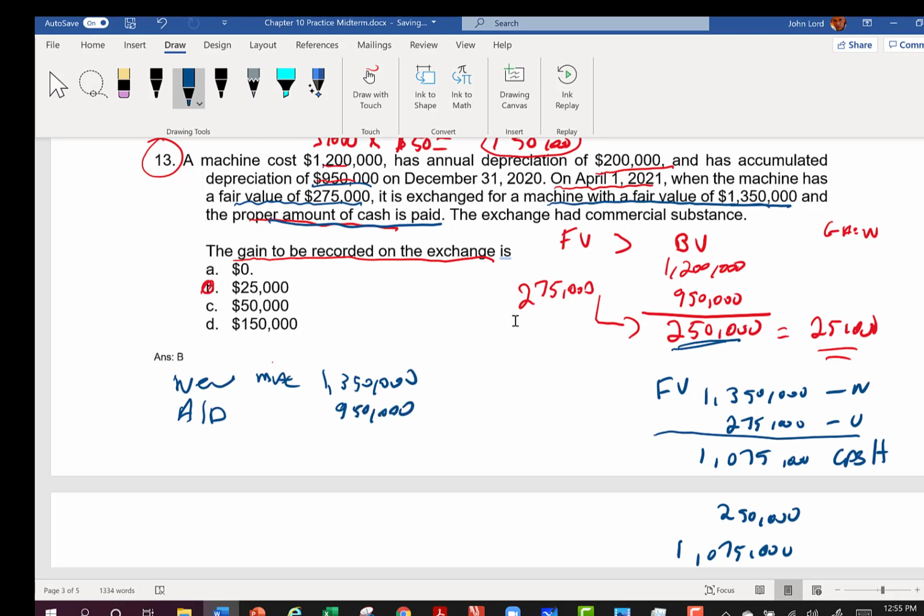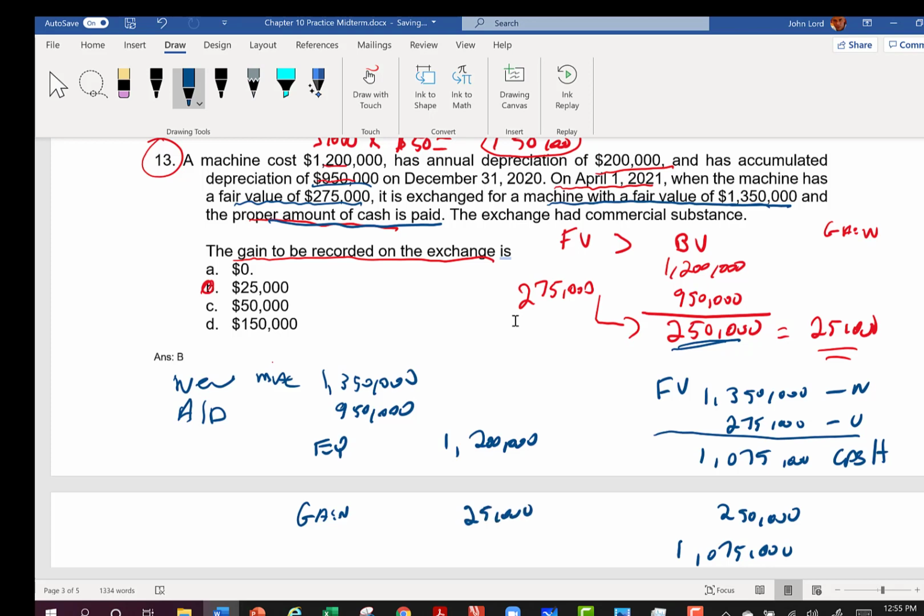And then what? Then I go ahead and the old equipment, right? Take that off at 1,200,000. I'm getting rid of that, getting rid of the accumulated depreciation. I go ahead and I do what? I credit the gain for 25,000.